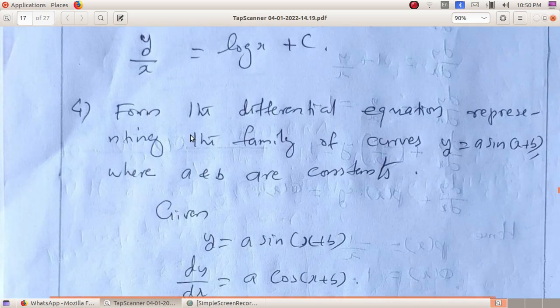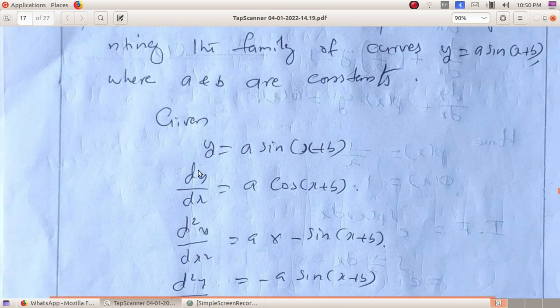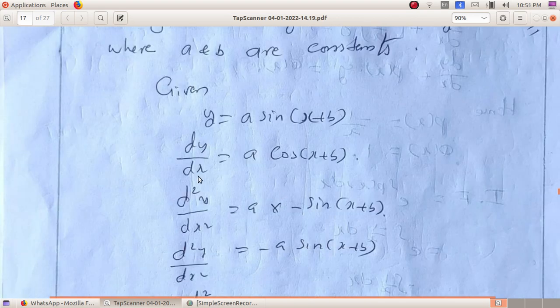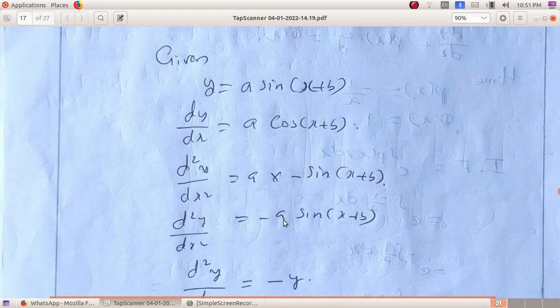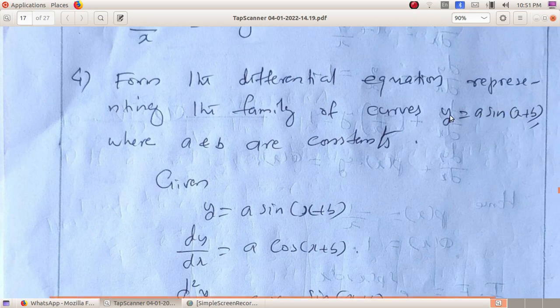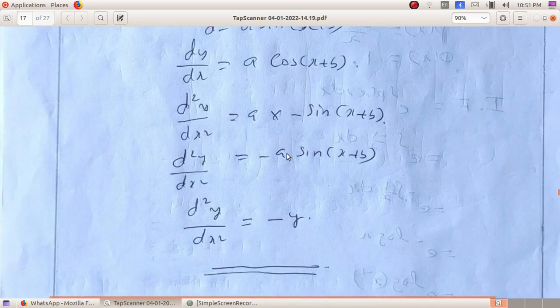Form the differential equation representing the family of curves y is equal to a sin x plus b, where a and b are constants. Given y is a sin x plus b, then taking d by dx, it is a into what is the derivative of sin x plus b? Cos x plus b. The derivative of sin is cos. Then differentiating again, d square y by dx square equal to a into the derivative of cos x plus b, that is minus sin x plus b, or minus a sin x plus b. That is the question: a sin x plus b means y.